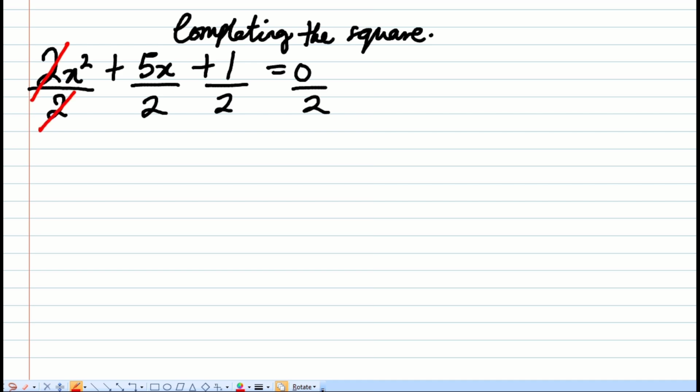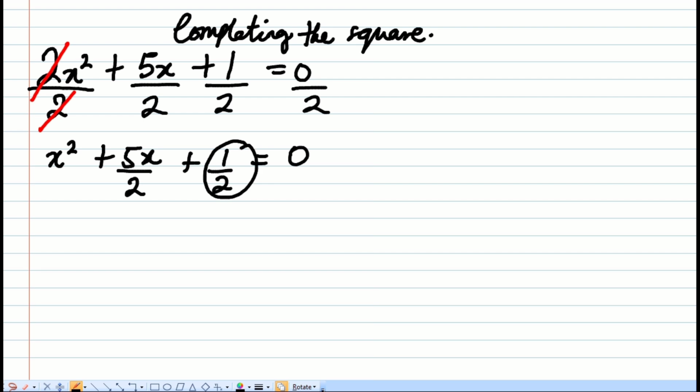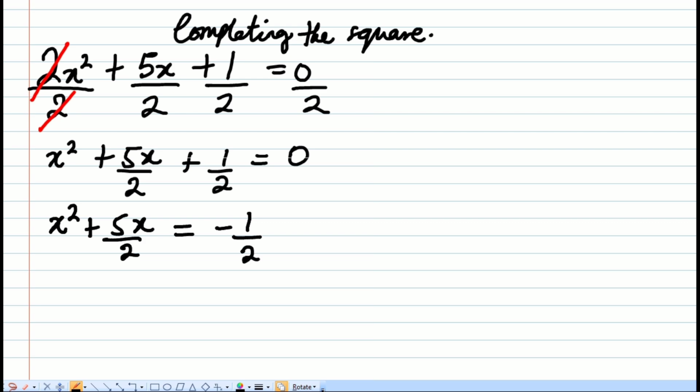When we do this, you see that these two can cancel out. So we have x squared plus 5x over 2 plus 1 over 2 equal to 0, because 0 divided by 2 is still 0. Now, having done this first step, the second step is to rearrange. So we need to move this constant term to the other side of the equation. Doing that, we have x squared plus 5x over 2 is equal to negative 1 over 2, because it's going to become negative.